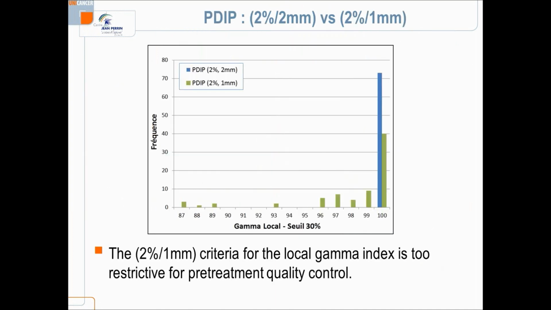We have tested another criterion for the gamma index of 1 millimeter, in green, but we can see that this criterion for the local gamma index is too restrictive for pretreatment quality control.